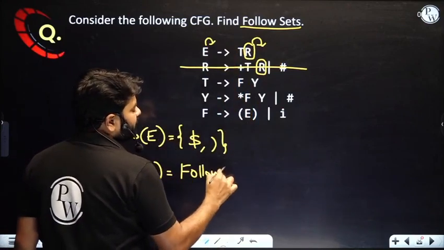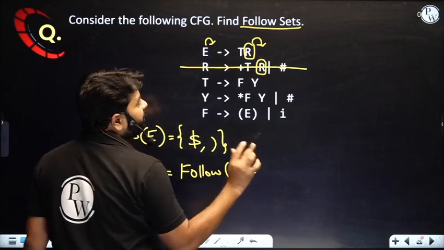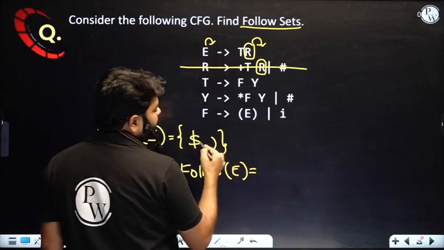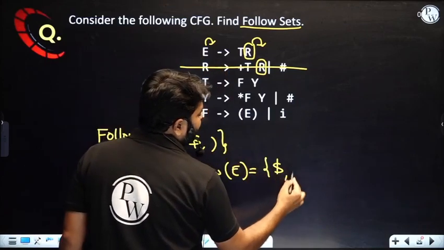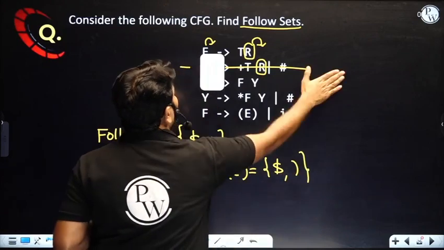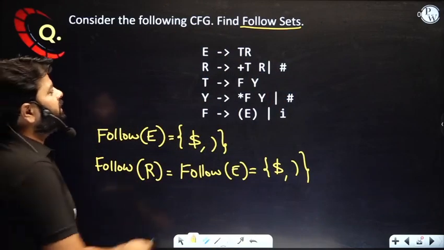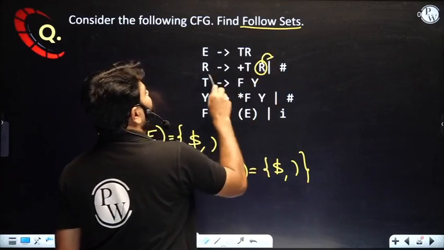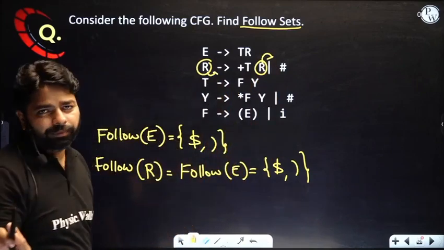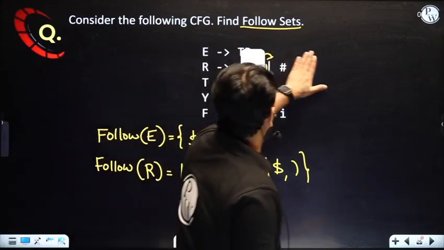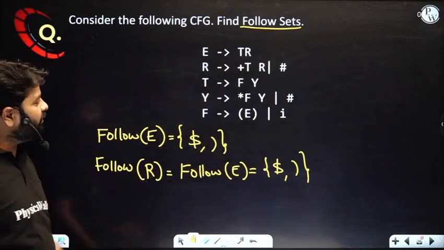If not computed, wait for some time. So follow of E is nothing but dollar, comma, right parenthesis. So we got the follow of R. The second production is follow of R, nothing but again R, so we don't need to compute. So we got the answer for follow of R.